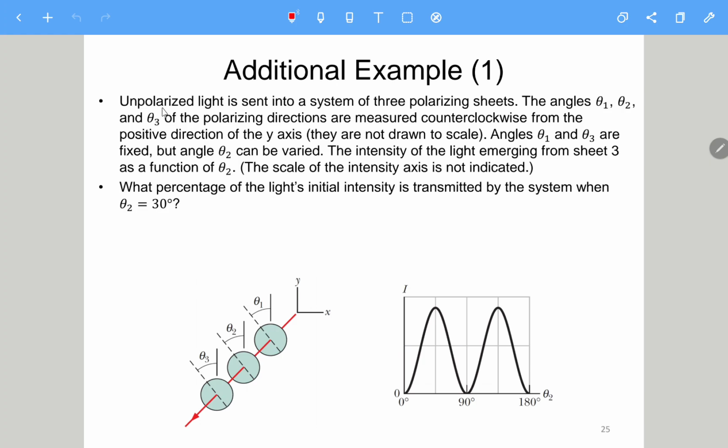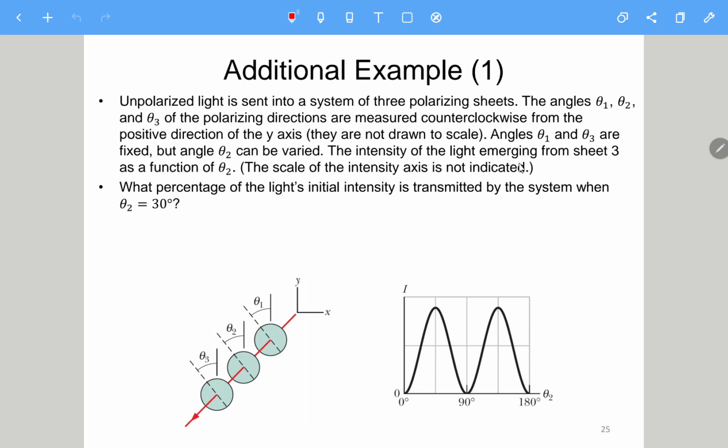Here it says a polarized light is sent into a system of 3 polarizing sheets. The angles theta 1, theta 2, and theta 3 of the polarizing directions are measured counterclockwise from the positive direction of the y-axis. They are not drawn to scale. Angles theta 1 and theta 3 are fixed, so the angle for the first one and the third one cannot change at all, but angle theta 2 can be varied.